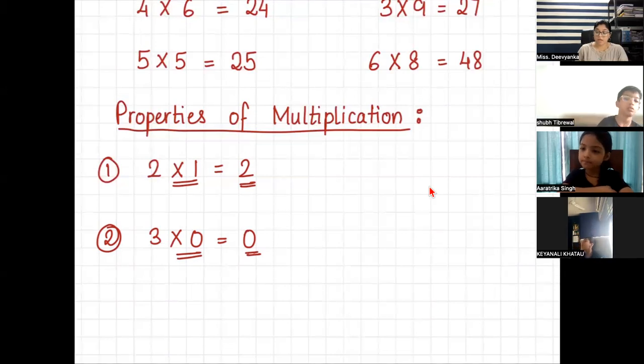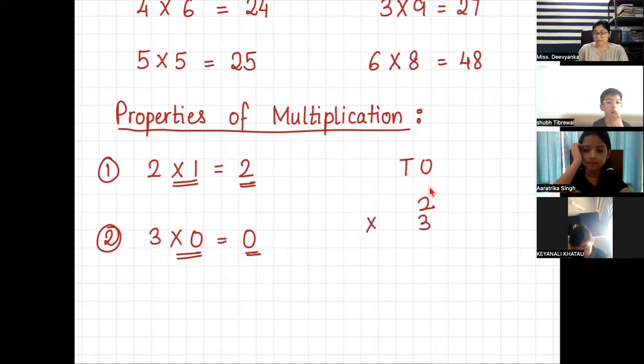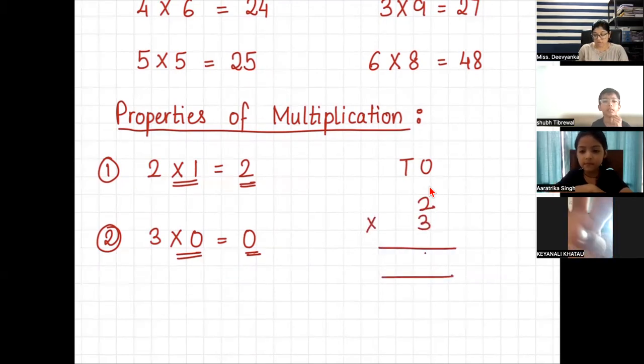Now, the way we arrange a multiplication problem vertically is like this. So we write tens and ones. Let's say we are doing 2 multiplied by 3. Since it's a 1-digit by 1-digit multiplication, we will write in the ones column 2 multiplied by 3. And what is the answer? 6. So that also you will write in the ones column since it's a single digit.